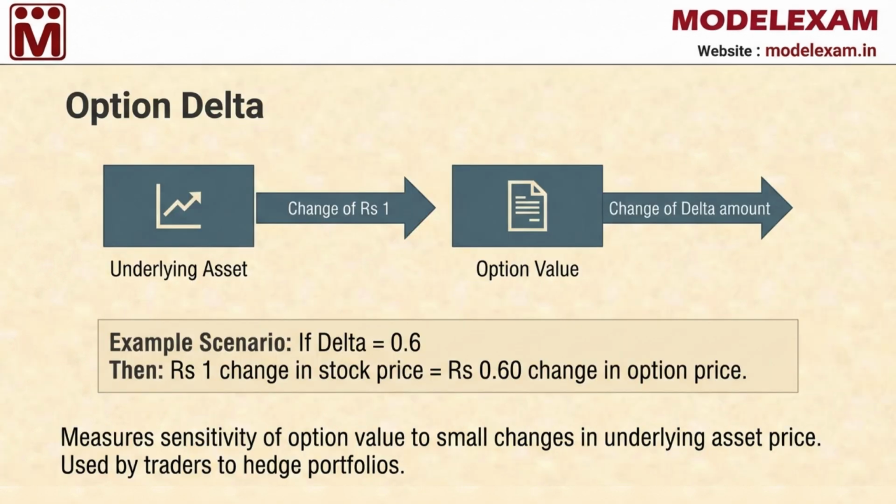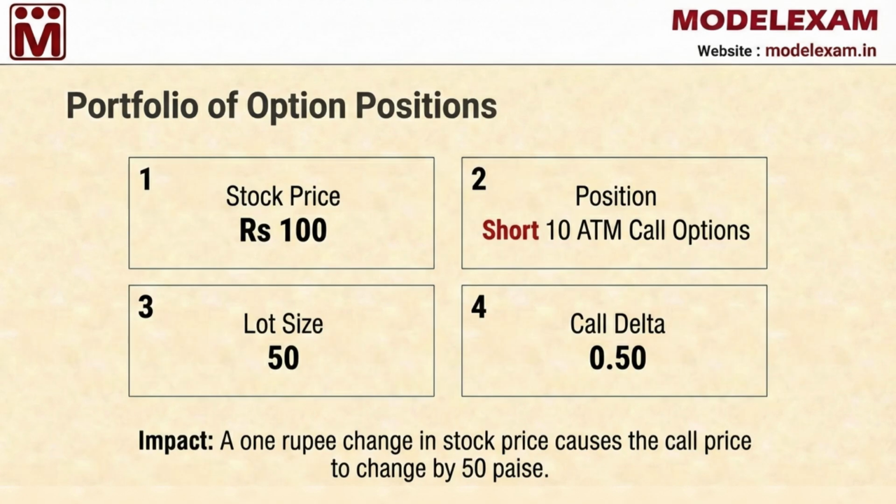To grasp this concept, we first need to talk about option delta. Think of delta as a way to measure how sensitive an option's value is to a small change in the price of the stock it belongs to. For example, if a call option has a delta of 0.60, it means that if the stock price goes up by 1 rupee, the price of the option will rise by 0.60 rupees. Traders use this number to figure out exactly how to protect their portfolios.